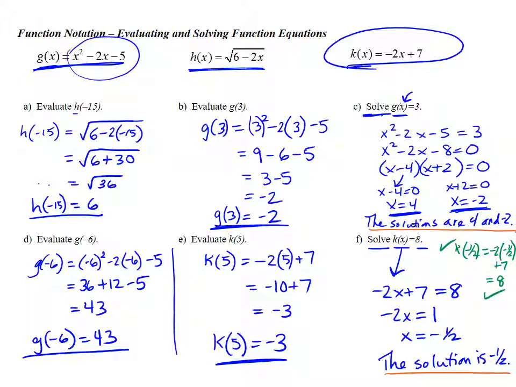You could do the same thing up here in Part C for the values of 4 and negative 2. Just try plugging g of 4 into this equation here, and it should come out to 3. So I'll let you try that, and then g of negative 2 should also come out to 3 if you have the right results.